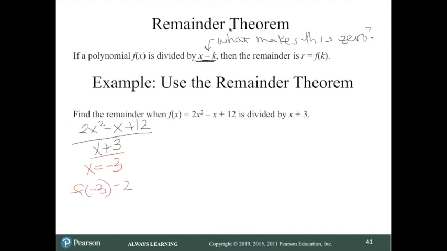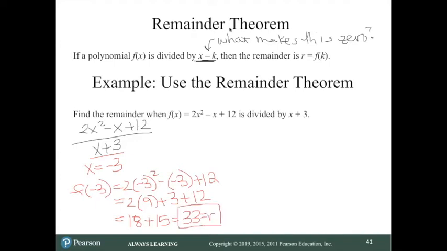So that's 2 times -3 squared minus -3 plus 12, which gives us 2 times 9 plus 3 plus 12. 2 times 9 is 18, plus 3 and 12 makes 15, gives us 33 should be our remainder. Let's see if we can find that same remainder by using long division.